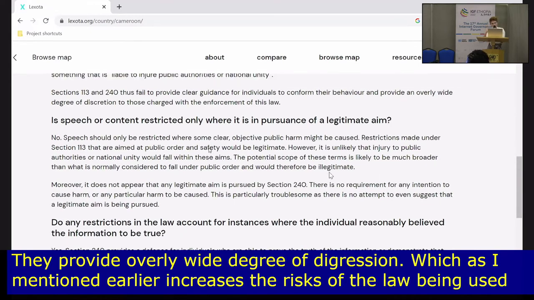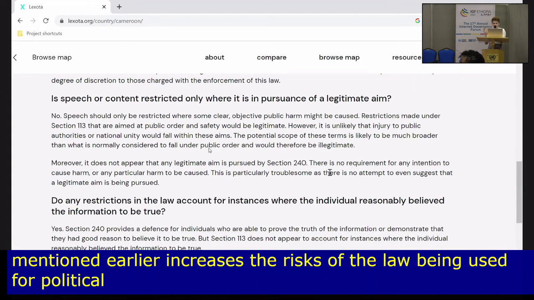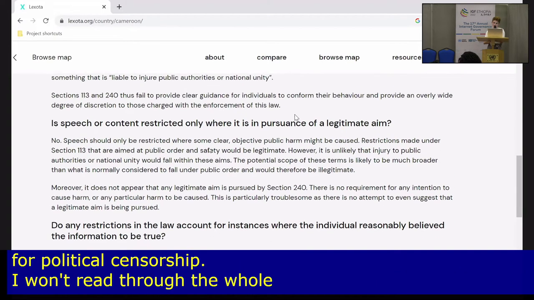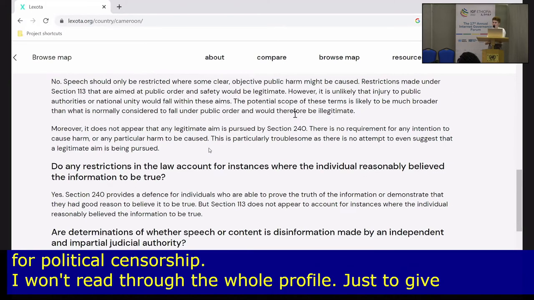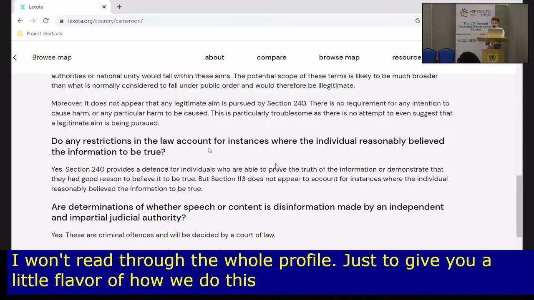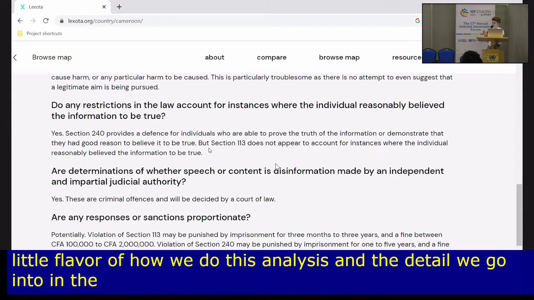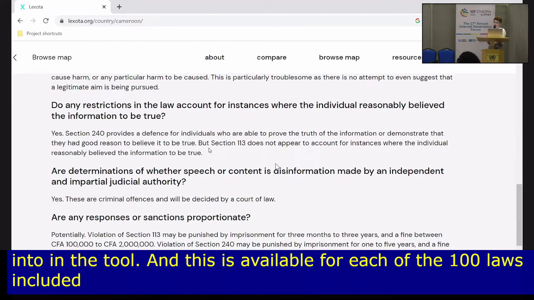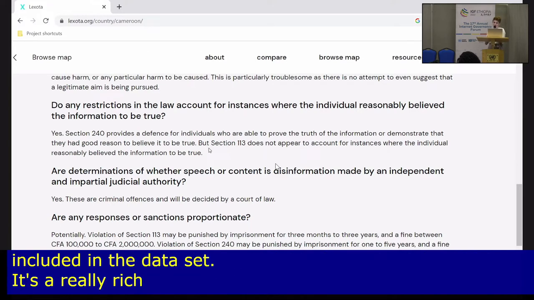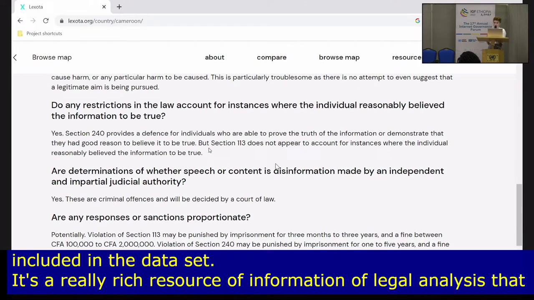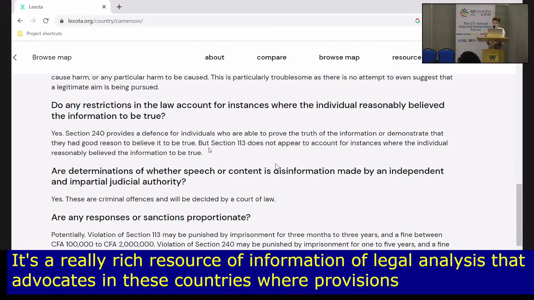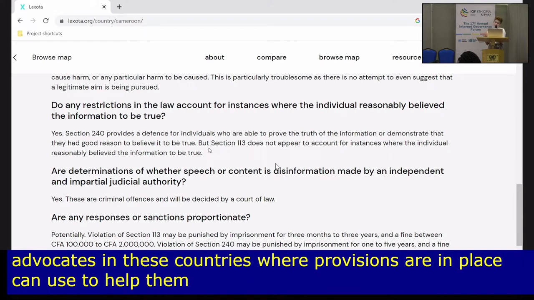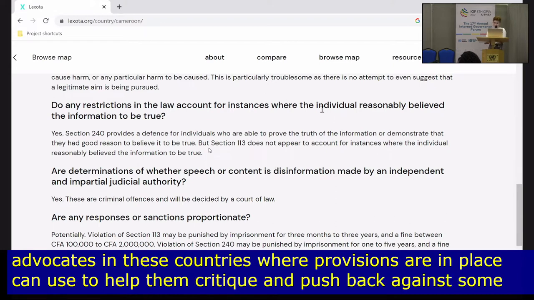I won't read through the whole profile, but it's just to give you a little flavor of how we do this analysis and the kind of detail that we go into within the tool. And this assessment is available for each of the nearly 100 laws that are currently included in the data set. So it's essentially, we hope, a really rich resource of information, of high quality legal analysis, that advocates in these countries where these provisions are in place can use to help them critique and push back against some of these more problematic provisions and to advocate for a more rights respecting response.